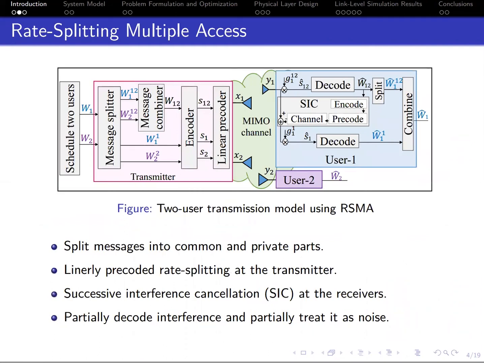The key behind the flexibility and robustness of RSMA is to split each message into a common part and a private part. All the common parts are jointly encoded into a common stream to be decoded by all the users, while the private parts are individually encoded into private streams. After the common stream is decoded and subtracted by SIC, each user then decodes its desired private stream and treats the remaining interference as noise. Such a framework enables RSMA to partially decode interference and partially treat interference as noise.